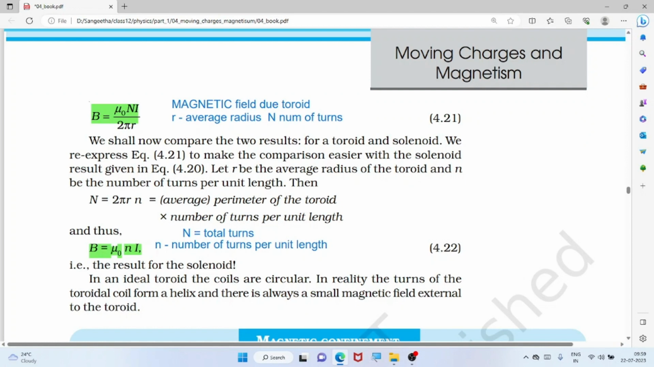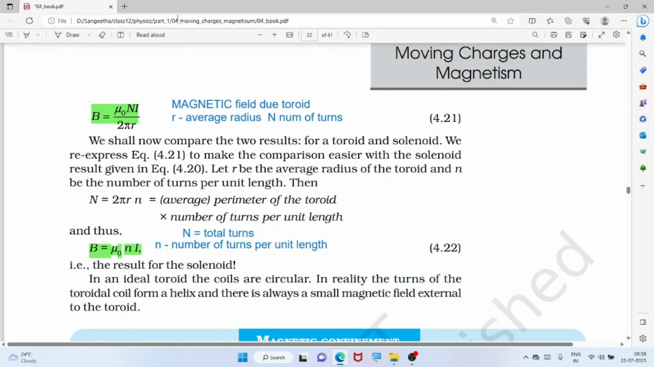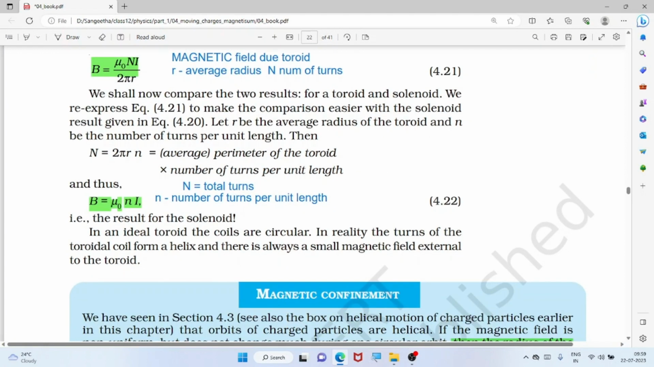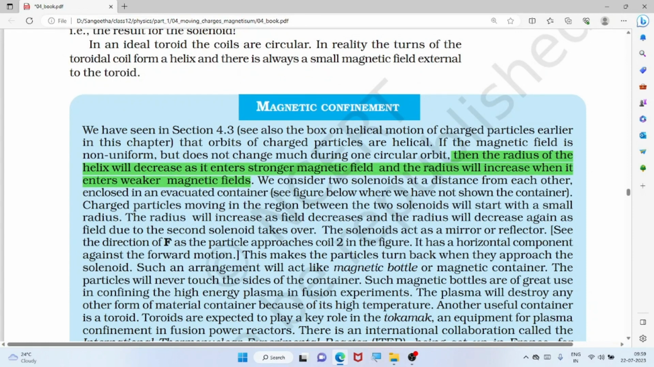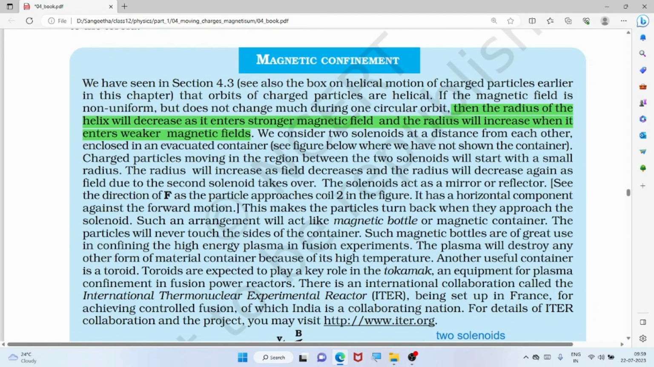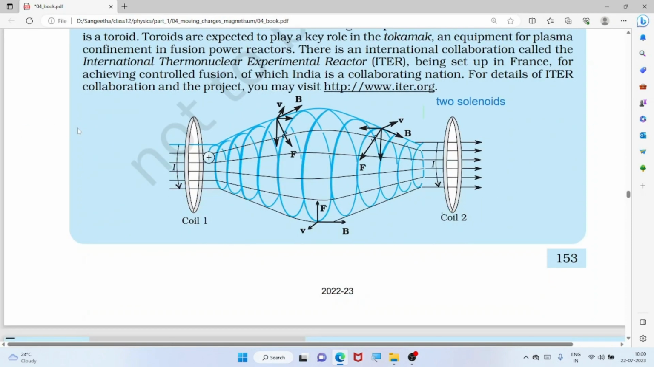Here we take the average radius and the total number of turns for the toroid, but for the solenoid we take turns per unit length. Turns per unit length is for the solenoid, and total number of turns is for the toroid. In a stronger magnetic field, the radius of the helix will decrease, and the radius will increase in a weaker magnetic field. So we have two solenoids here, and this is how the helical path will look.